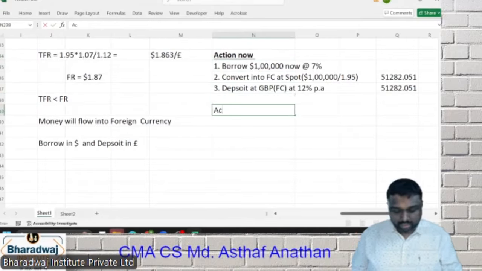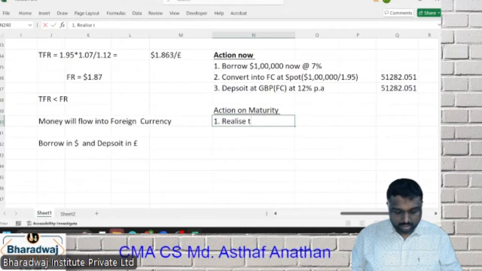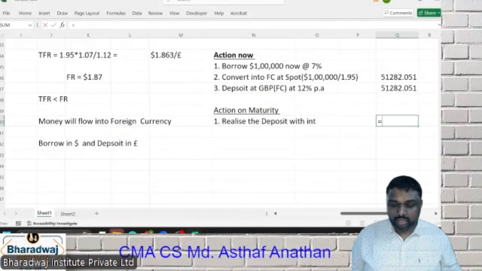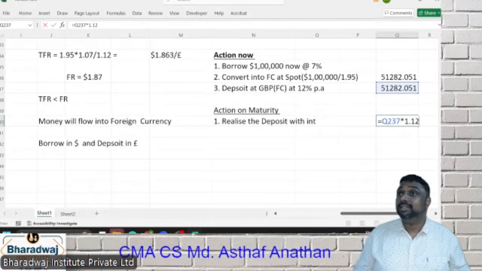Now, action on maturity. Realize the deposit with interest. So you will get what? See, it is 1 year only. So this is the amount you deposited. After 1 year, 12% is the interest rate. So with the interest, you will get this much money.